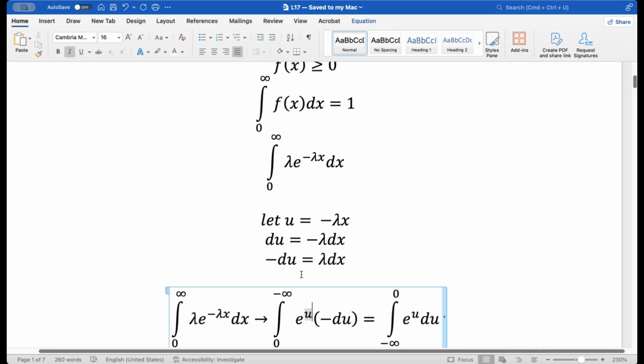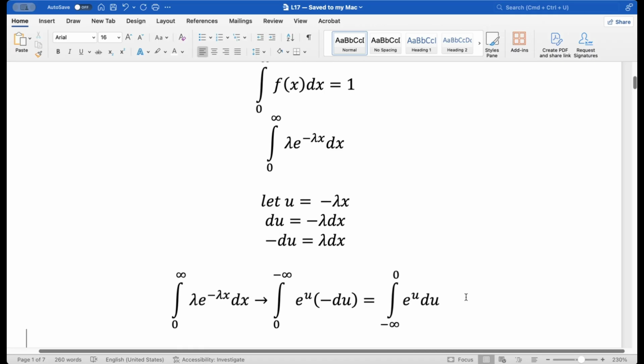We're changing limits here from x to u. If x is 0, u stays 0. If x is infinity, u becomes minus infinity. Now, the minus sign on the du we could factor out. Negating an integral reverses the limits, so those flip.